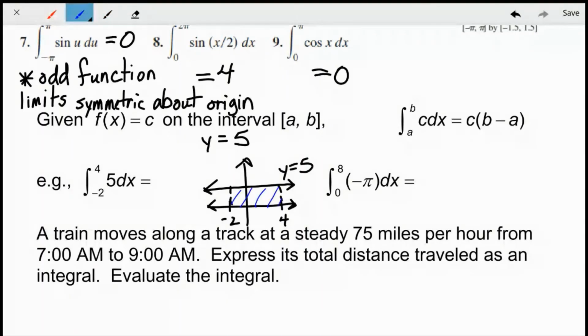And when I integrate, all I have to do is base times height. Well, the length of the interval, or the width of the interval there, is 6 units. The height is 5. So this is going to give me a value of 30.